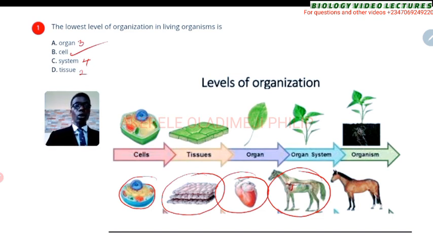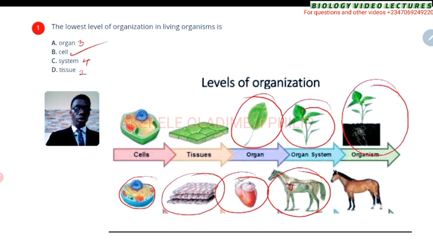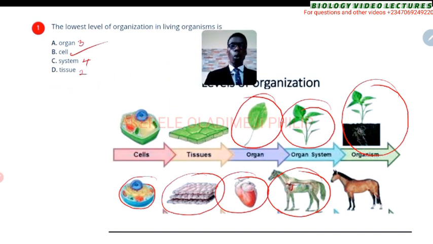Now, you can see also in plants, in case you don't know before, that a leaf is an organ that's made up of different tissues. A flower is an organ made up of different tissues. A fruit is an organ. And organs also make up a system in plants, and different systems make up the entire organism. For short, some books will call it system, some will call it organ system. It means the same thing. So the answer here is cell.